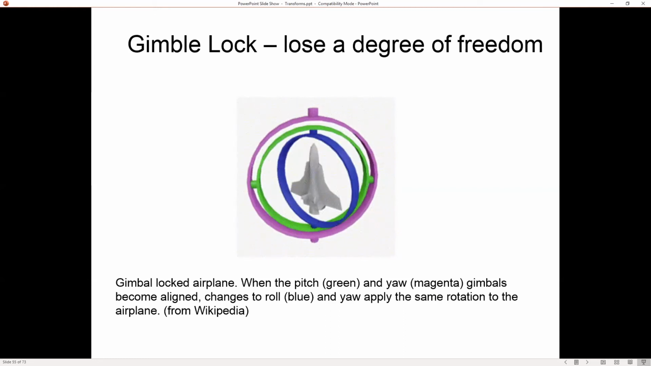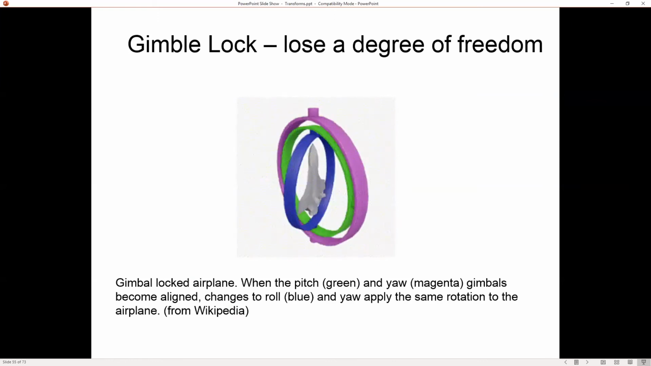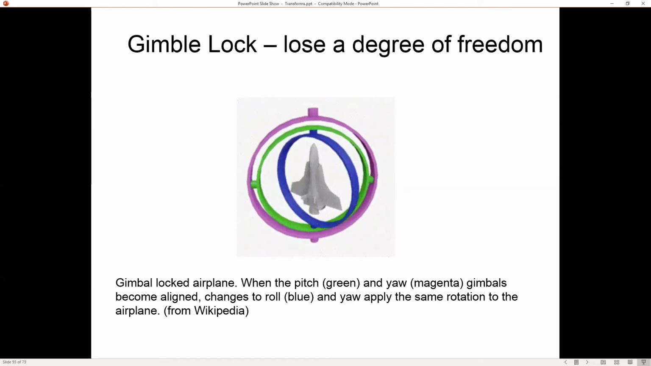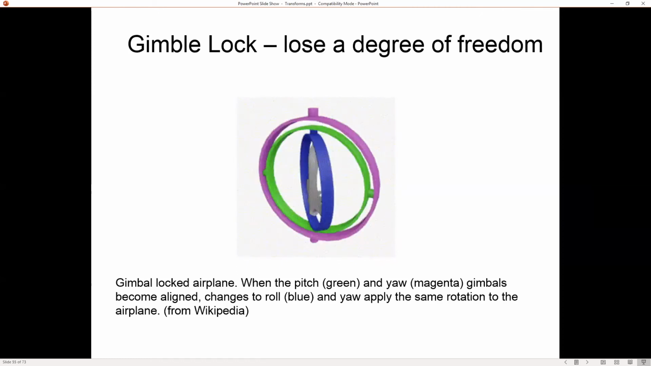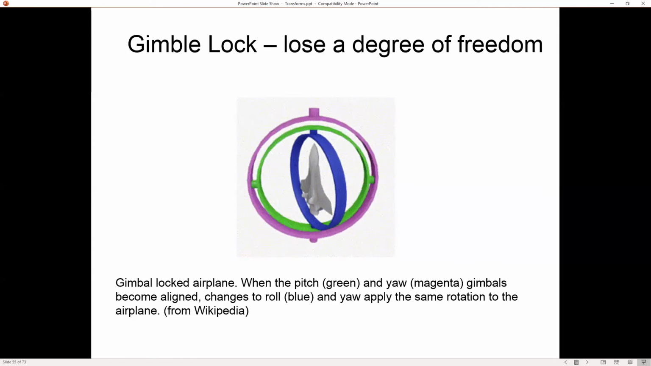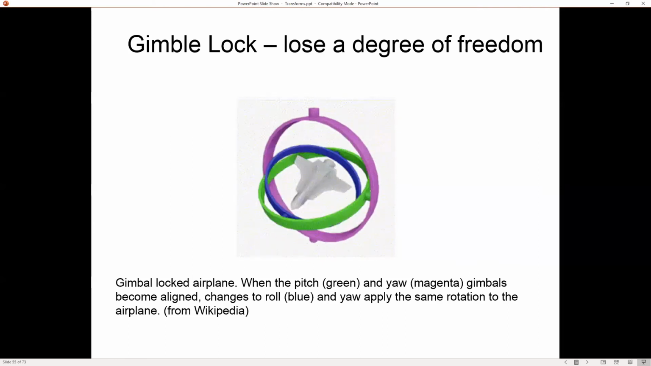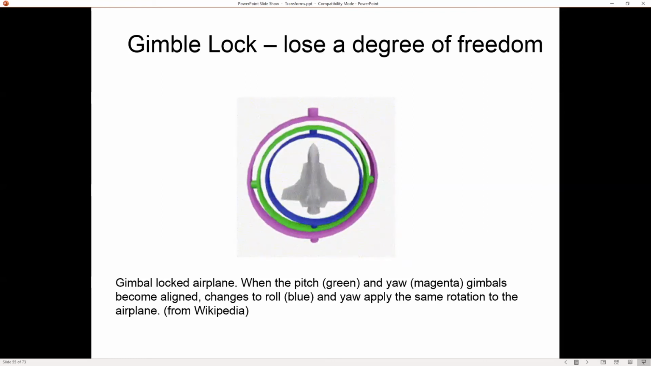So you see in the second situation that we get to here, what's going on is that when the green and the magenta get aligned, then rotating the outer axis and rotating the blue axis both spin the airplane in the same way. And this is called Gimbal Lock. So you get to a position where you basically lost a degree of freedom. This can happen when you're doing your rotations if you use Euler angles.